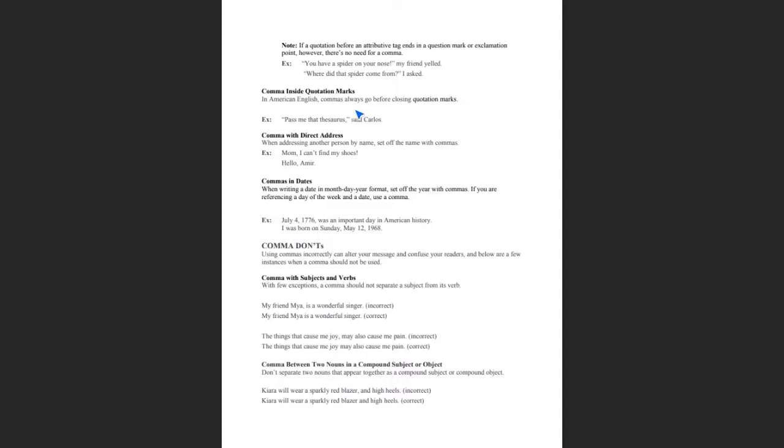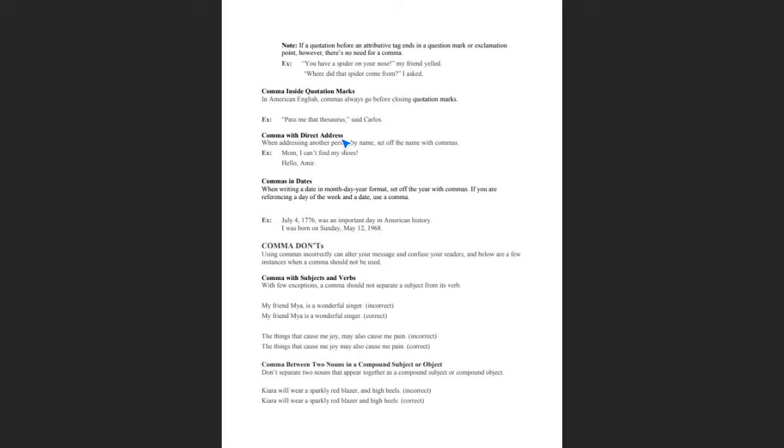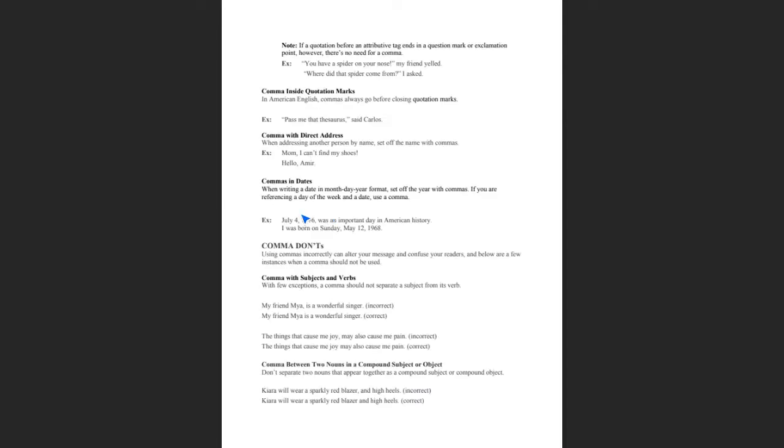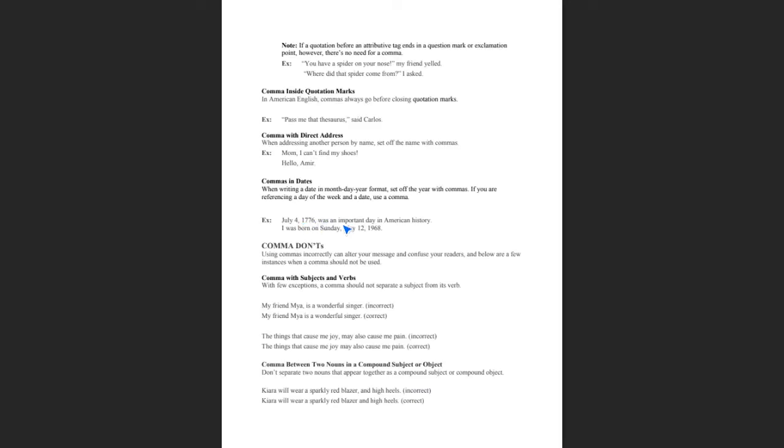Commas inside quotation marks, so you see here, commas with direct address. So if the sentence is addressing someone, mom, comma, I can't find my shoes, or hello, comma, Amir, because in those sentences, someone is talking to someone. Commas in terms of date, where you have July 4th, comma 1776. So those are some comma rules.